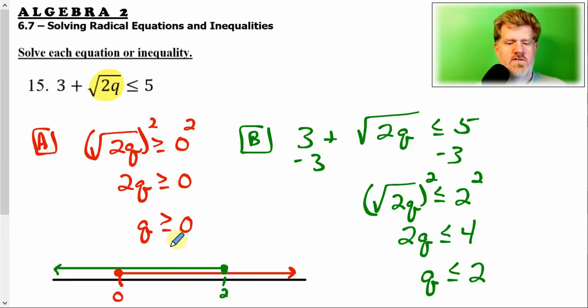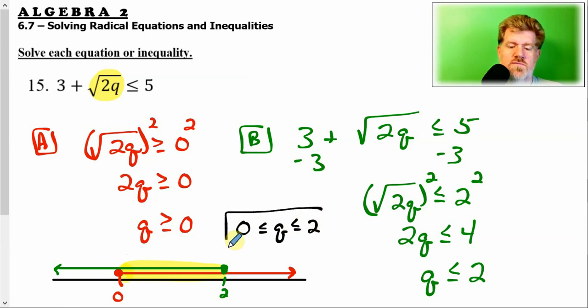You look at your graph. I have to be greater than 0. I have to be less than 2. They both have to be true. Where are they both true? They're both true between 0 and 2. So my answer will be all values of q between 0 and 2.